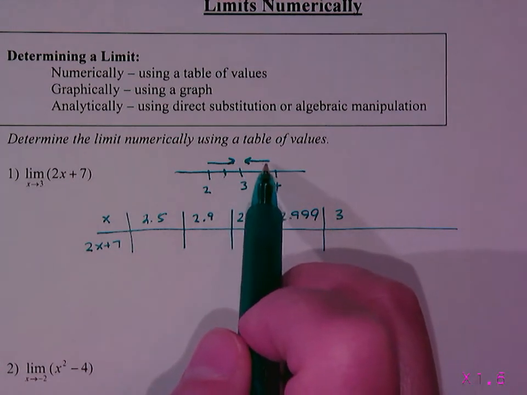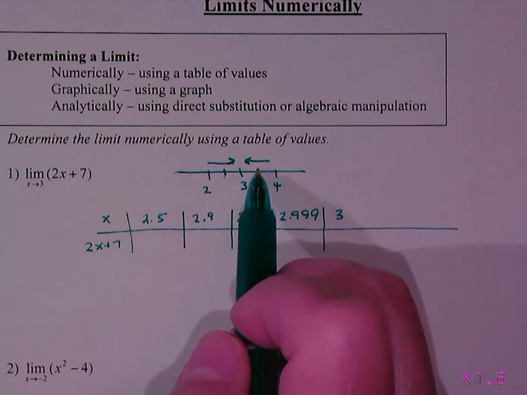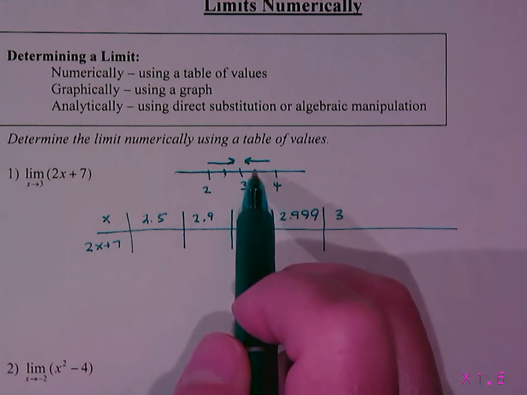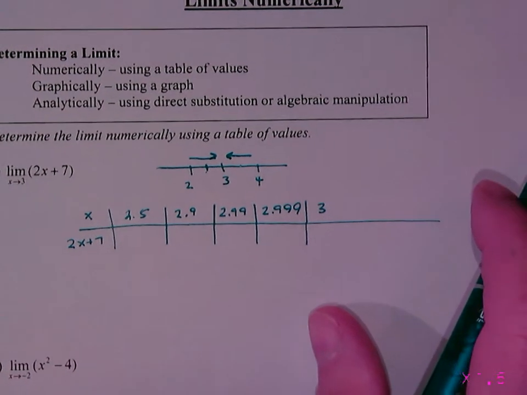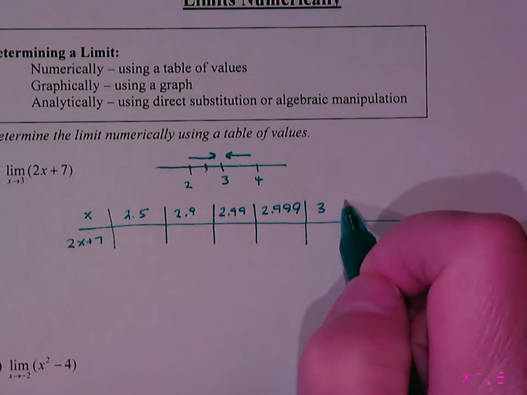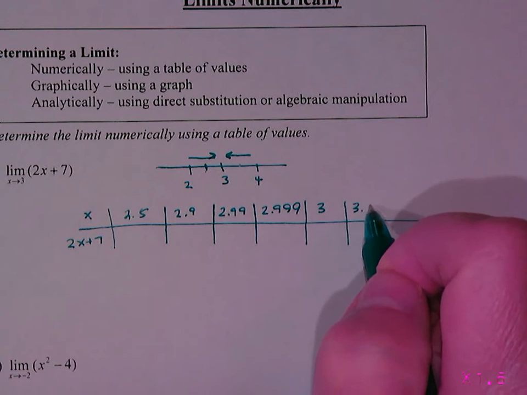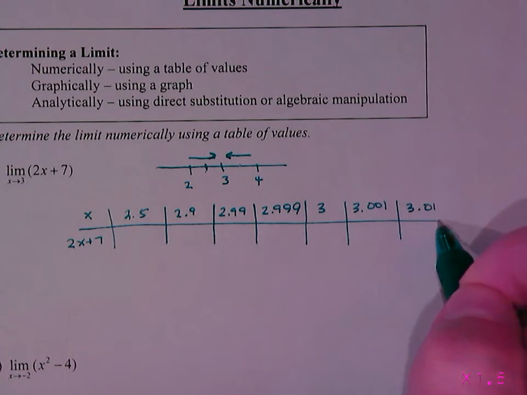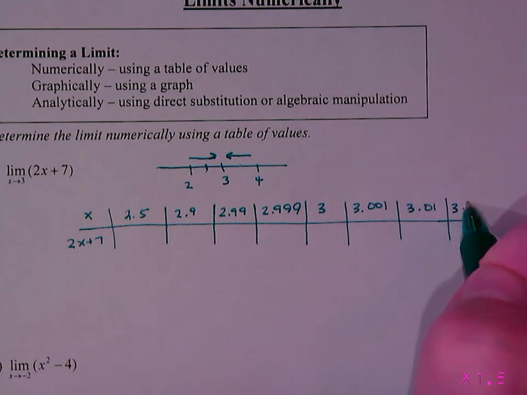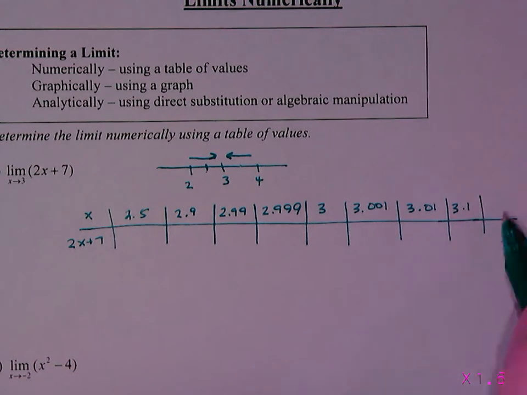On the right-hand side of 3, if I want to get close to 3, I could start here at 3.5, 3.4, 3.2, 3.1, but I want to get closer than 3.1, so I'm going to choose 3.001, 3.01, 3.1, and 3.5.